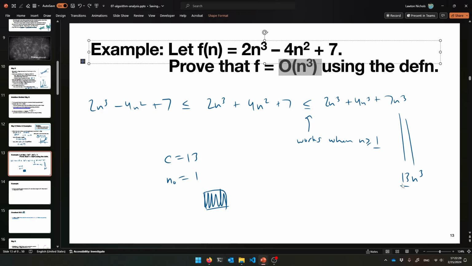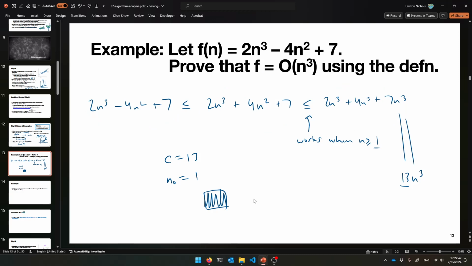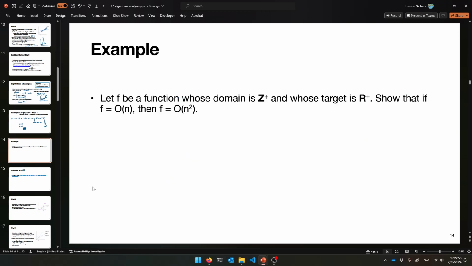I found a good constant, my 13. I found an easy n naught. It just kind of fell out of how I did this. That's a very easy way to make this work with the definition. Just make it positive if it was negative, and then make everything the highest order term. These were a bunch of n squareds and constants, make them n cubeds. That's an easy way to find a constant. All right, I hope that makes sense. So that, QED, beautiful. Let's try this one.